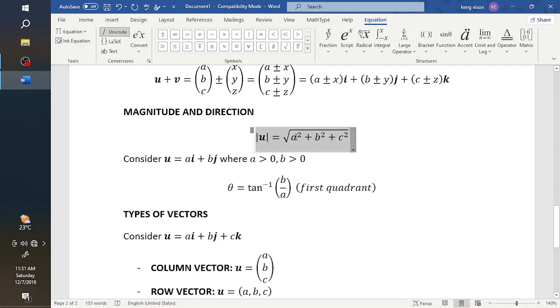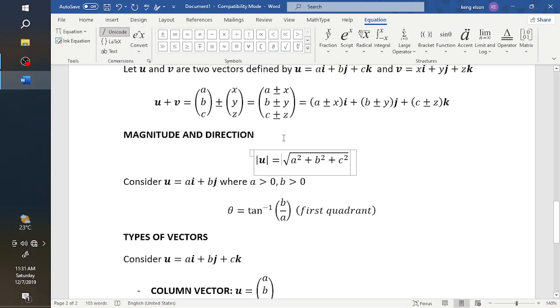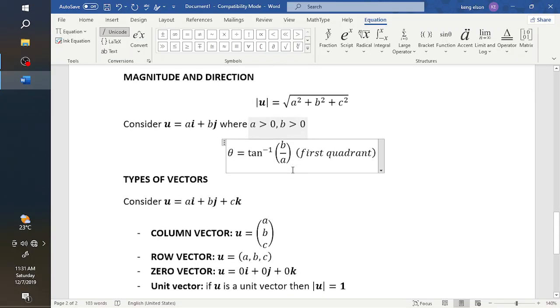So for the magnitude of the vector, all we have to do is take the square root of the sum of the squares of the various components. For the direction of the vector, we first note the quadrant it is in, and then we get the formula. Generally in the first quadrant, it is tan inverse of the y component over the x component. In the other quadrants this will also be taken into consideration, but like I said, it is going to vary per quadrant.